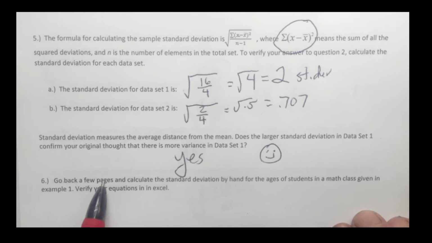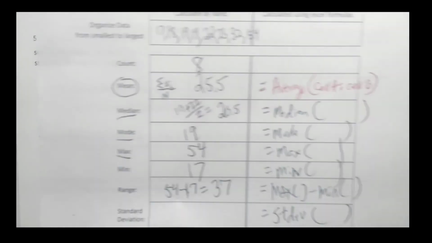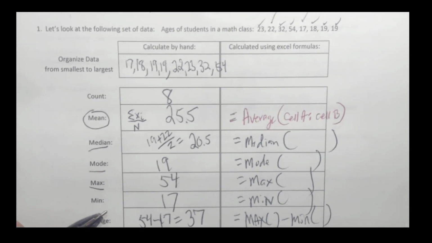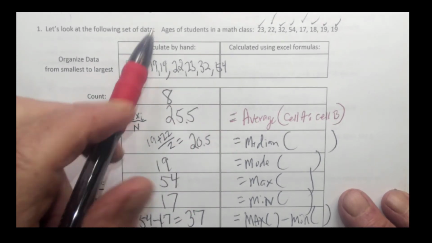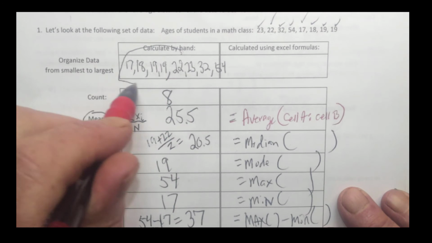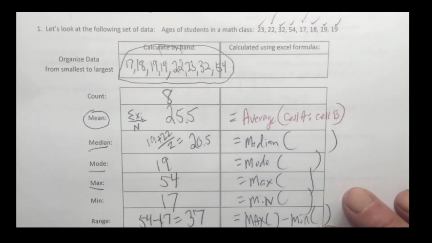So you need to go back a few pages and calculate the standard deviation by hand for the ages of the students in a math class given in example 1. So this is probably one of the few times you'll have to do this, but it should help you to further understand what the standard deviation is. And that page is this one here, and here is your data set that you will calculate the standard deviation.